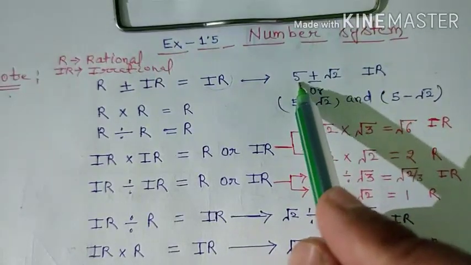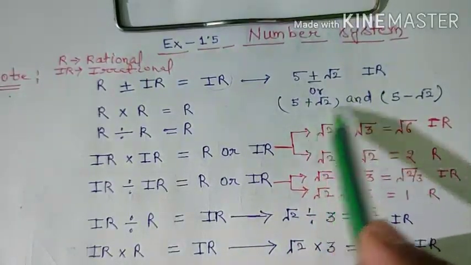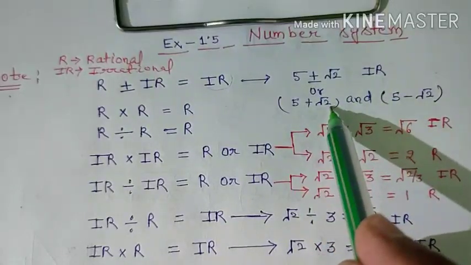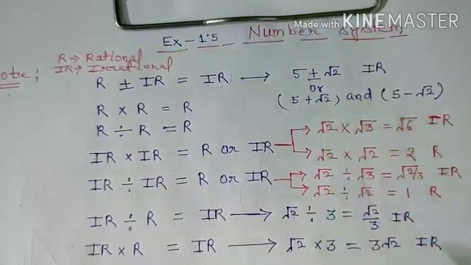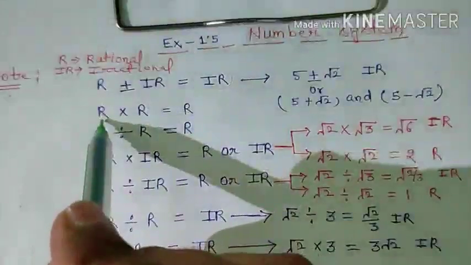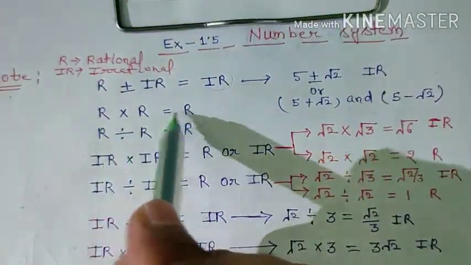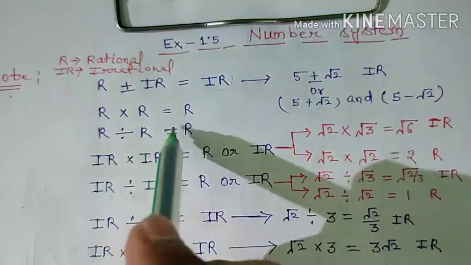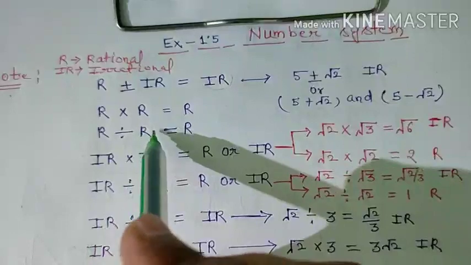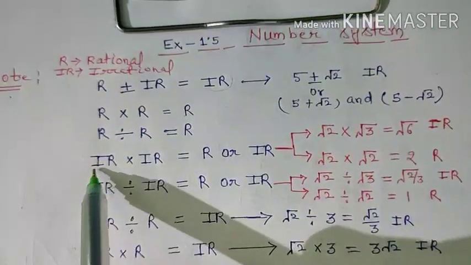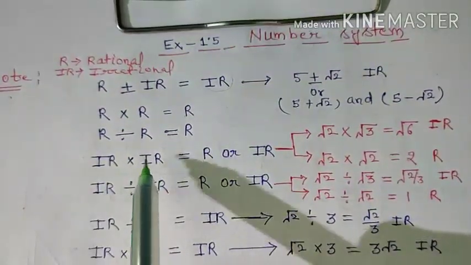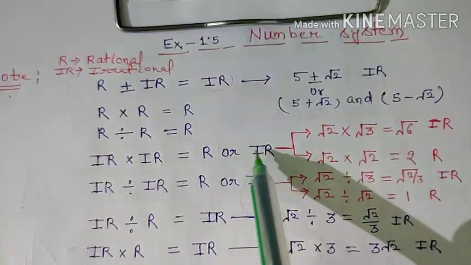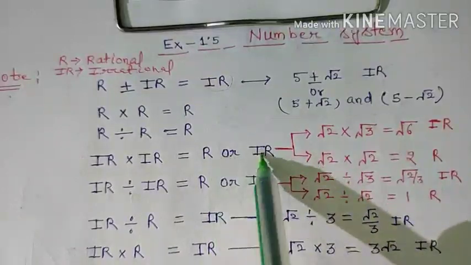When we are adding or subtracting a rational number and an irrational number, we are actually getting an irrational number. Now, rational multiply rational will give you rational only. Rational divide by rational will give you rational only. Irrational multiply irrational can give you rational or irrational. It depends on which kind of numbers are there.